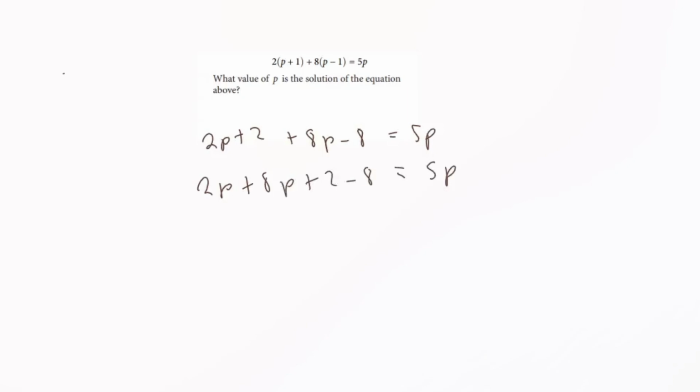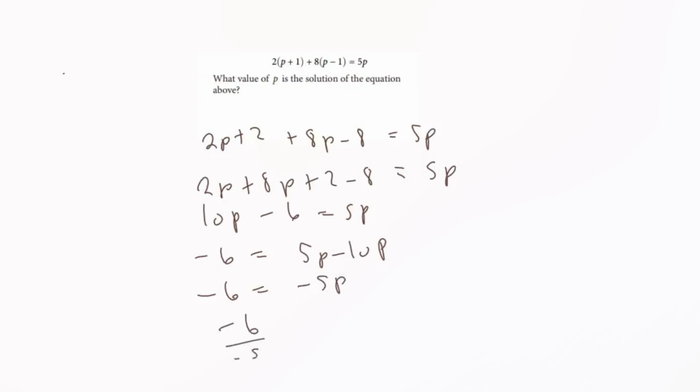And then I'm going to be simplifying further. 10P minus 6 is equal to 5P. Now you want to get rid of 10P on this side and bring it to the other side, so negative 6 is equal to 5P minus 10P. Therefore, negative 6 is equal to negative 5P, like so. And then negative 6 over negative 5 is equal to P. So your answer to P should be equal to 1.2. And that's how you can do this question.